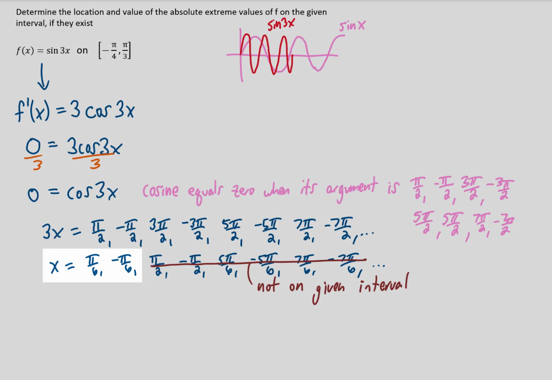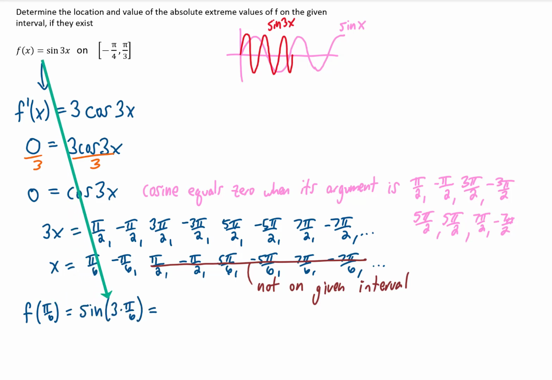And we expect that our maximum value is going to be 1 and our minimum value is going to be -1 from the graph that we drew earlier. But let's just confirm this result. Let's find the y value of our original function at x equals pi over 6. Plugging x equals pi over 6 into the original function gives us this, which reduces to sine of pi over 2, which does give us a maximum value of 1 for this function.